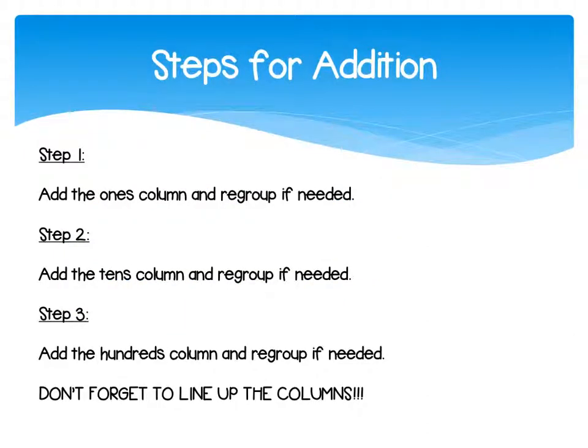When you're adding 3-digit numbers, there's a couple of steps that you need to remember. Step number 1, you have to add the ones column first. And if you need to, regroup. Step 2, then you add the tens column and regroup if you need to. Step 3, add the hundreds column and regroup if needed. Now, don't forget to line up your columns.